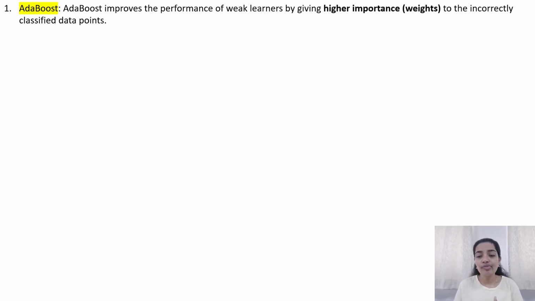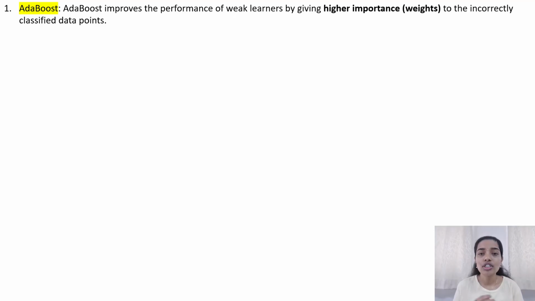We already know there are basically three types of boosting techniques: AdaBoost, XGBoost, and gradient boosting. Firstly, we have AdaBoost. The way AdaBoost works is a bit simple. As it is a boosting technique, the performance of the current model depends on the performance of the previous model.